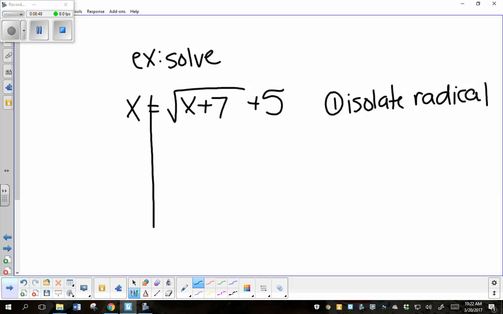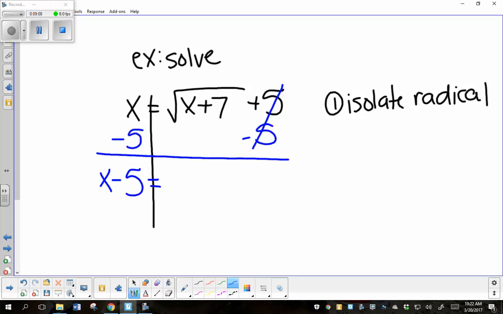Raise your hand if you think you know what I should do first. I want to get this radical on the side all by itself. Esther? Subtract 5 from each side. So those will go away. I'm subtracting 5 from each side. So what's left on this side? X minus 5, right? We can't put them together. We can't make them one term. They're different terms. And then on this side, we just have the root of x plus 7.